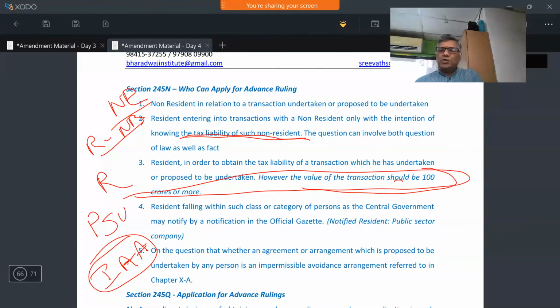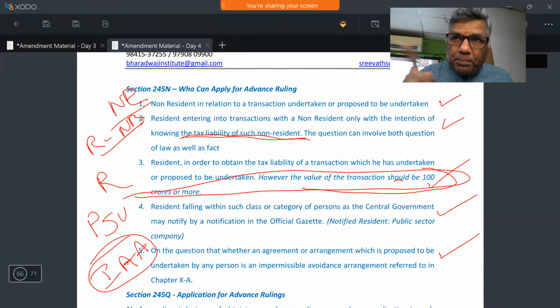So non-residents can apply, my dear friends. A resident for a non-resident, provided it is 100 crores. Public sector undertakings. And to understand whether it is an impermissible avoidance agreement. I have entered into an agreement, and tomorrow you should not declare it as impermissible avoidance. So can I know it in advance?